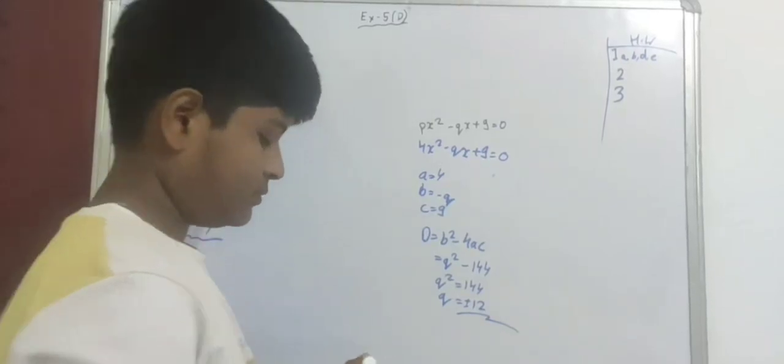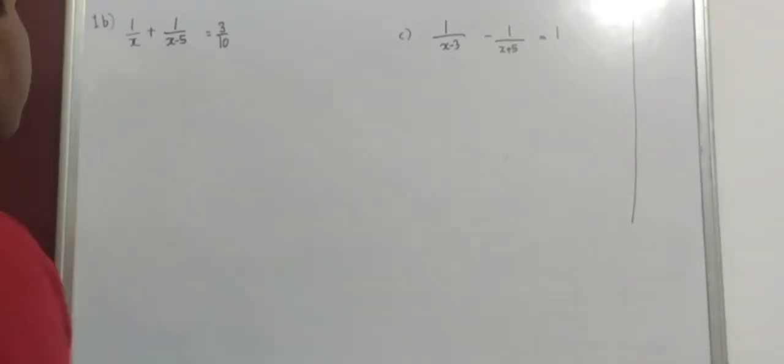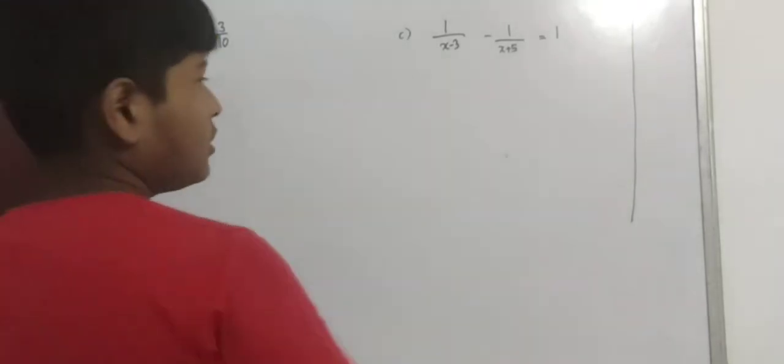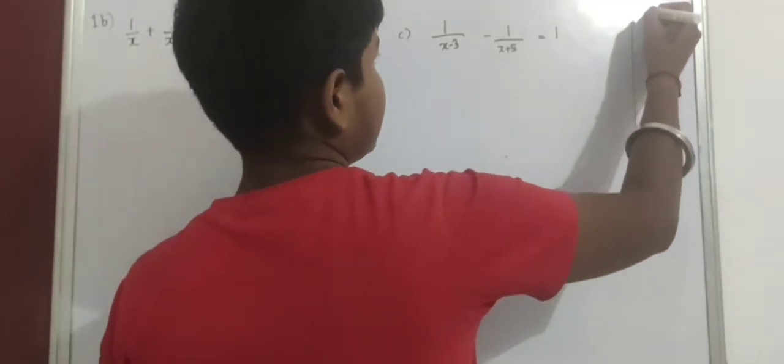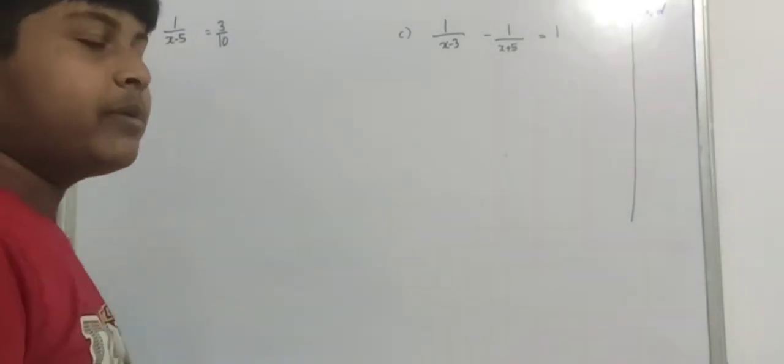We will solve exercise 5E, question number 1, parts B and C. Parts A and D are homework, but the answers will be in the description box.